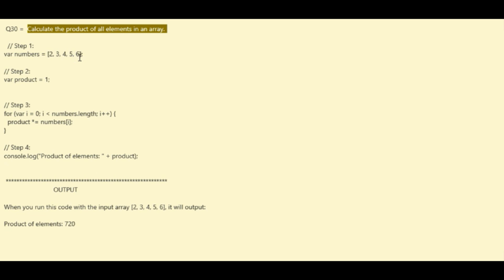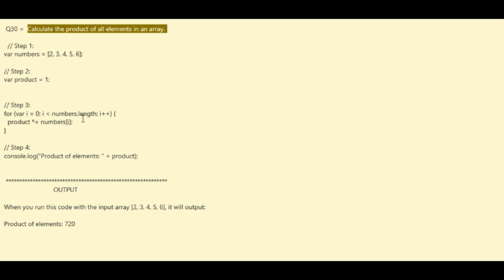So as an example, come to step 2: initialize a variable for the product. Okay, so here you create a variable named product and initialize it to 1. This variable will be used to store the product of all elements in the array.